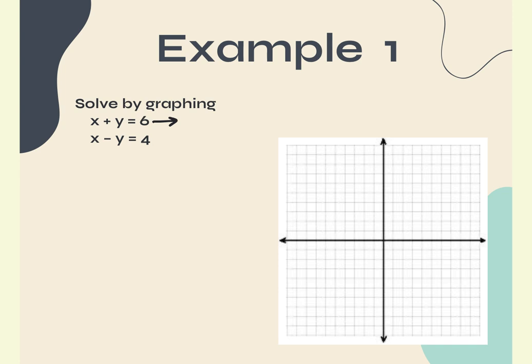Okay, so the first one I want to solve for y. I would subtract the x, and I get y equals negative x plus 6. So you're getting into y equals mx plus b form, so we can graph it.